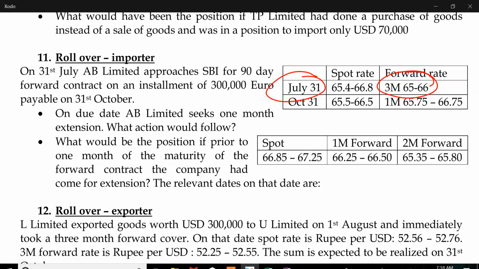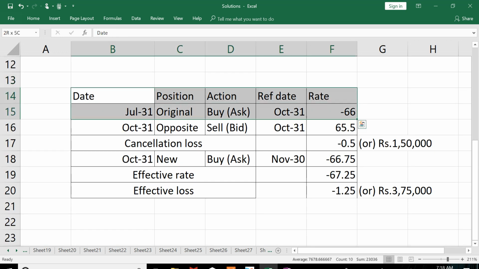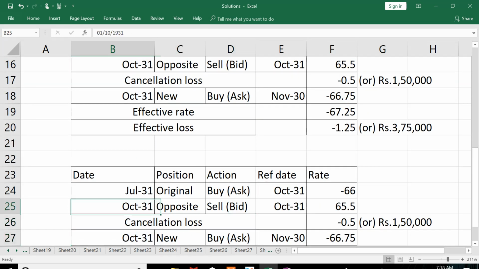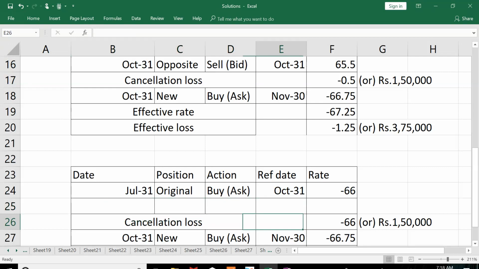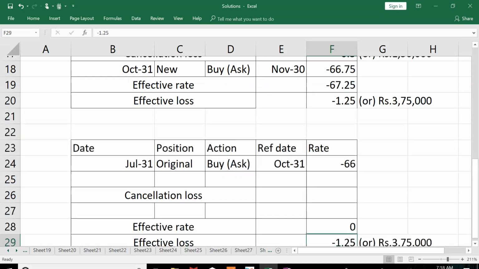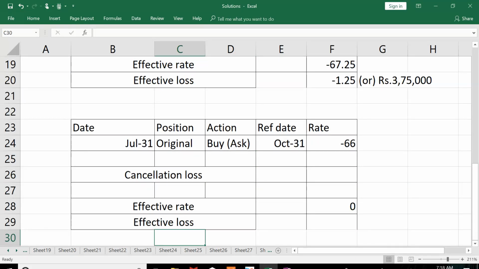They are saying what would be the position if prior to 1 month of the maturity the company had come for extension. So he is coming little earlier. Instead of waiting till the due date, he comes earlier and says it can be extended. Doesn't matter, we are going to create in the same format. So let's write it. July 31 contract, you write it.